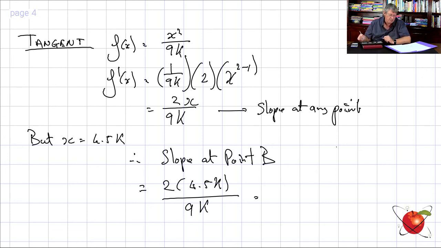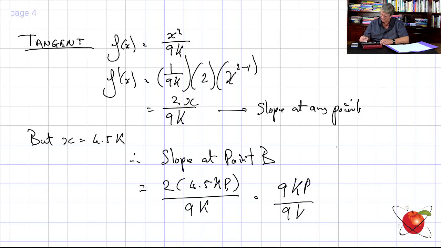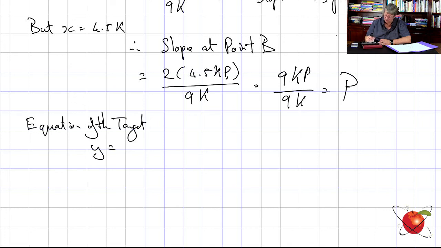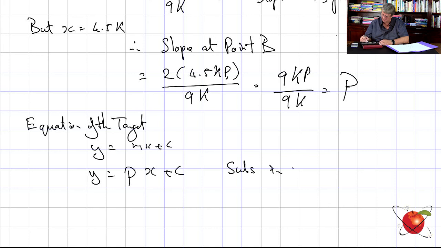2 times 4.5 kp. Sorry, 4.5 kp. I knew this one was going to be a tricky kp. So my eventual answer is going to be equal to 2 times that, which is 9 kp over 9k. My answer is going to be p. Therefore, the slope is p. Whatever p is. Who cares? We're just following the recipe a la Kevin, aren't we? That's what we're doing. So, therefore, the equation of the tangent is y equals mx plus c. I've just worked out the slope, so it's y equals px plus c. And now I substitute in my contact point.